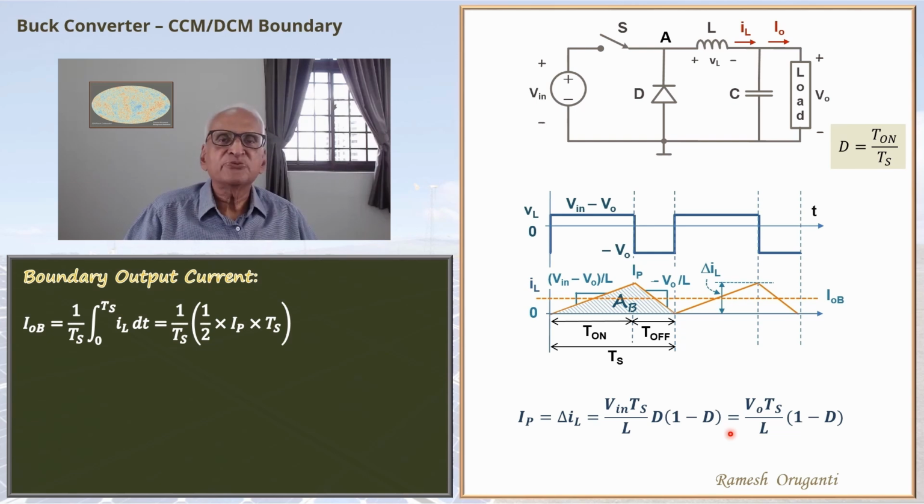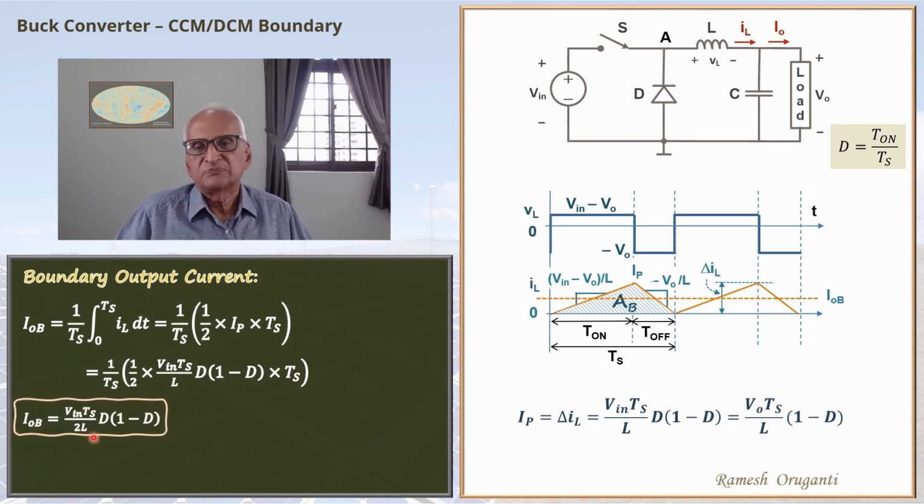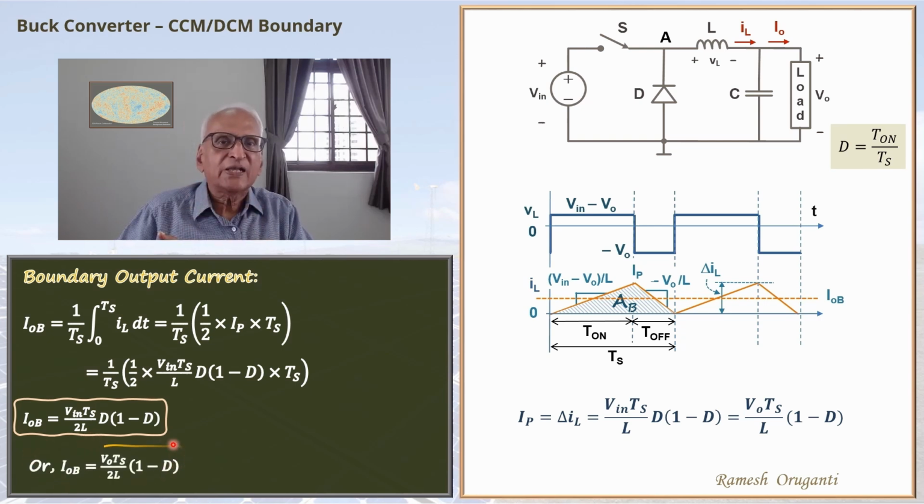V in d is V naught. So this divided by 2 is your boundary current. IOB is V in Ts by 2L d times 1 minus d, which is the same thing as V naught Ts by 2L 1 minus d. So ripple current divided by 2 must be less than I naught for CCM operation.